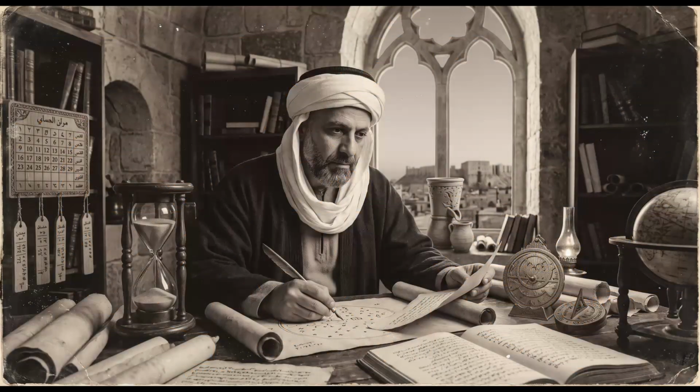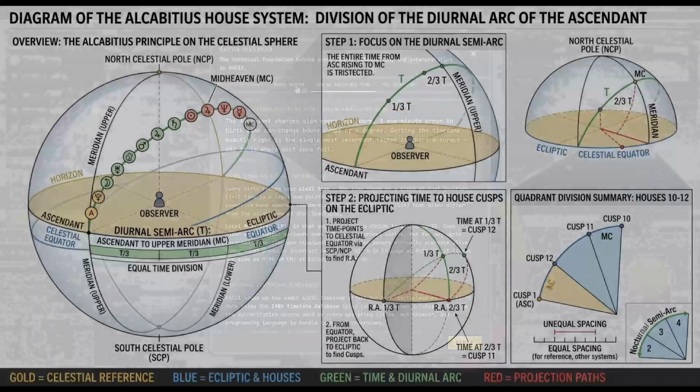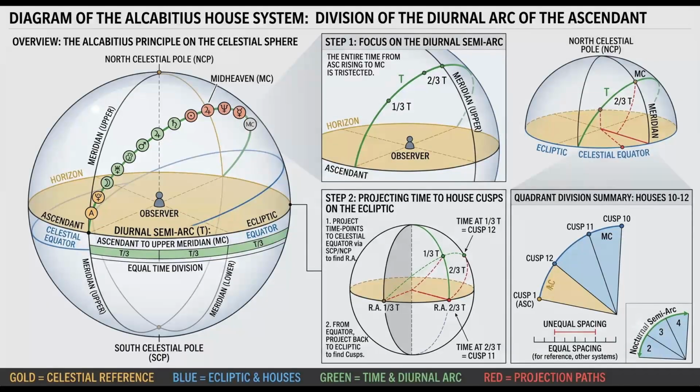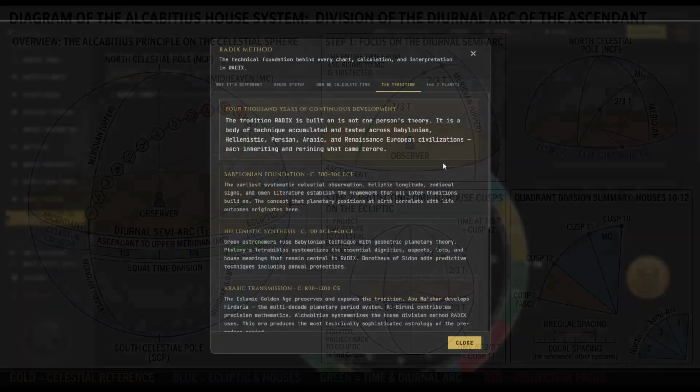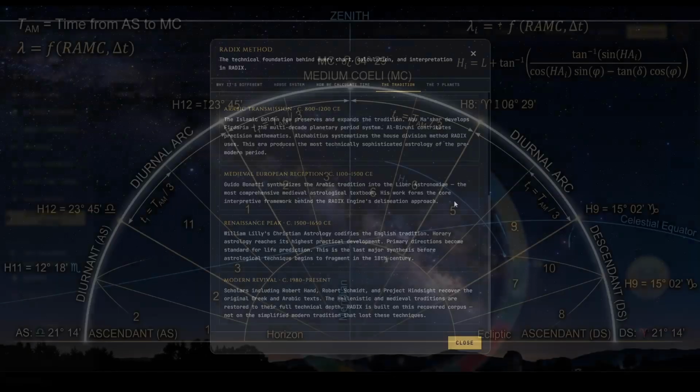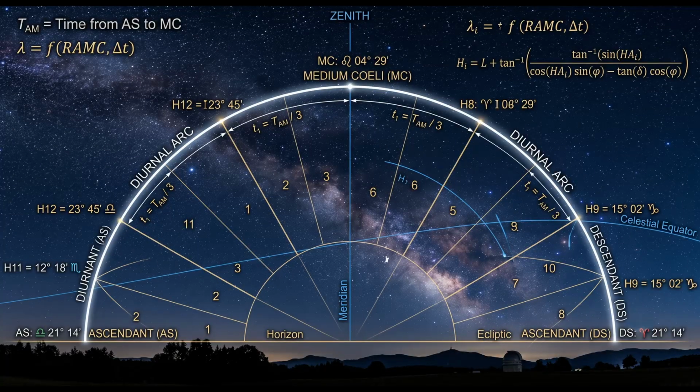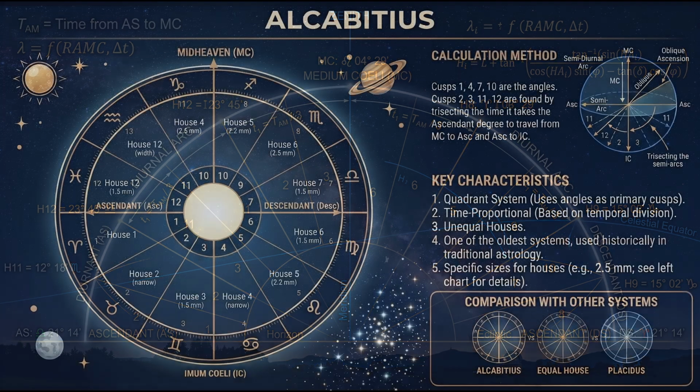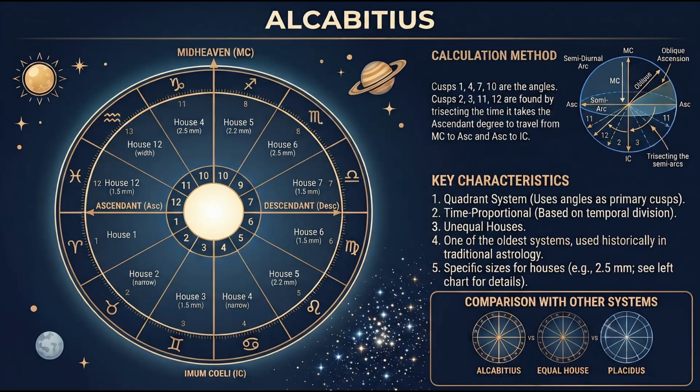Alcabitius is a time-based house system named after the 10th century Arab astrologer Alcabisi. It works by taking the diurnal arc of the ascendant, the arc the ascendant travels from its rising to its setting, and dividing it into equal time segments. The house cusps are determined by where those equal time divisions intersect the ecliptic. What this produces is a house system where the houses are distributed more evenly and proportionally than in many competing systems. The ascendant-descendant axis is central to the calculation, giving it particular precision around the most personal axis of the natal chart.